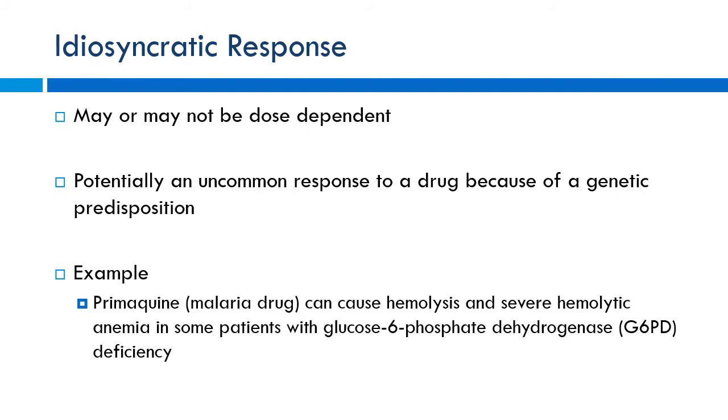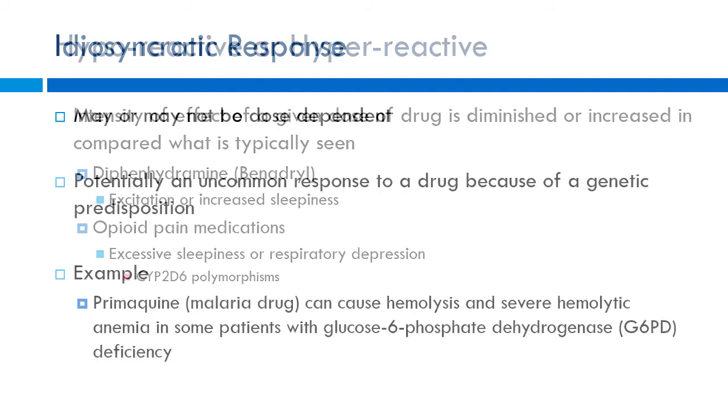So I can give someone this drug. They may have the anemia. Some other patient, most patients will not. Okay. So again, those are idiosyncratic responses.